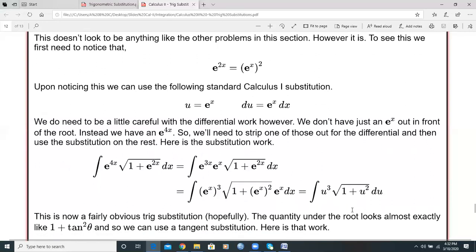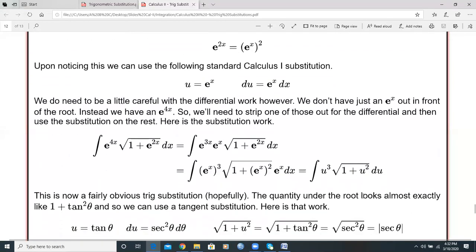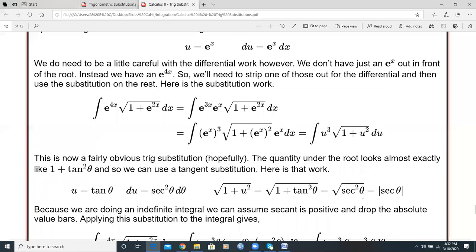Now, our integrand involves square root 1 plus u square. Here we will use the substitution u is equal to tangent theta. So by the third type of trigonometric substitution, we assume u is equal to tan theta. Therefore, du is equal to sec square theta d theta. And square root 1 plus u square becomes square root 1 plus tan square theta, so it becomes sec theta.